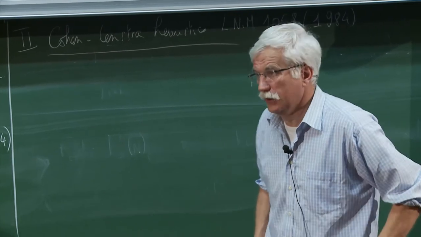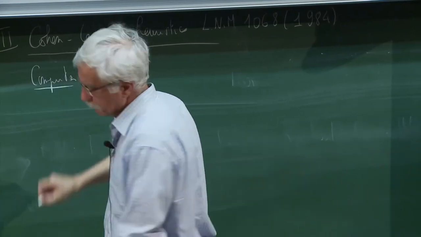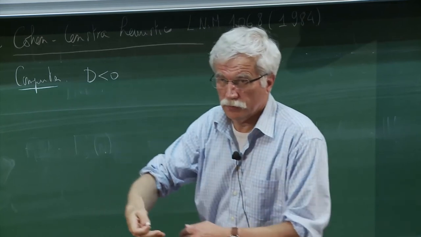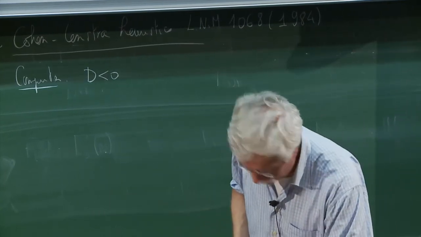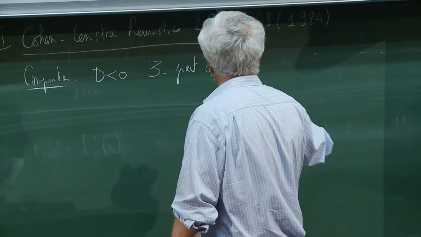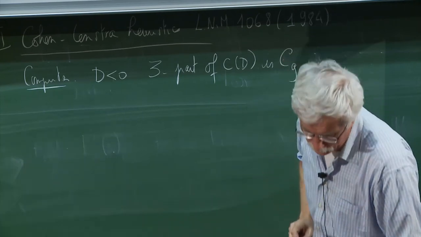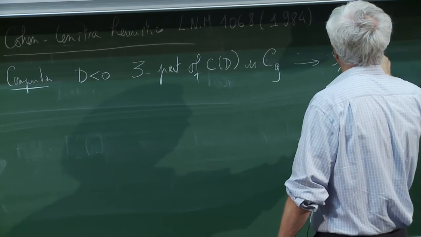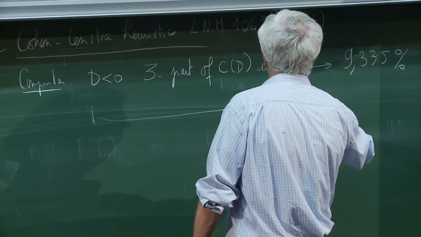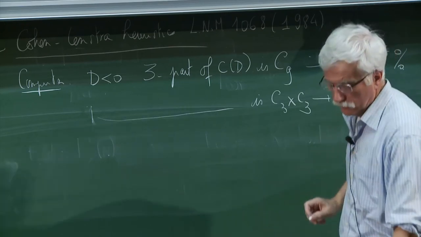I shall not enter into the algebraic interpretation. It is a very superficial thing. They use a computer. First of all, they count the proportion of D negative, up to the capacity of the computer, such that the three-part of C(D) is C9. So is it true that the proportion is something like, okay, and now another group of cardinality 9, and here they find that it is only 1 point.